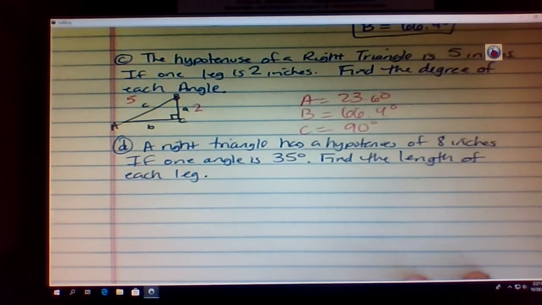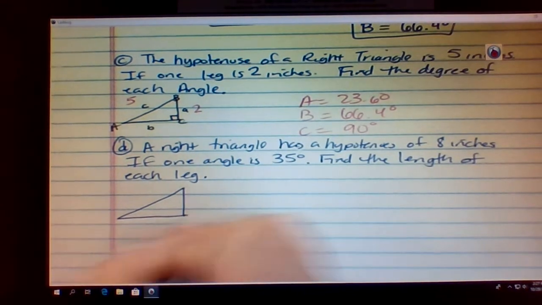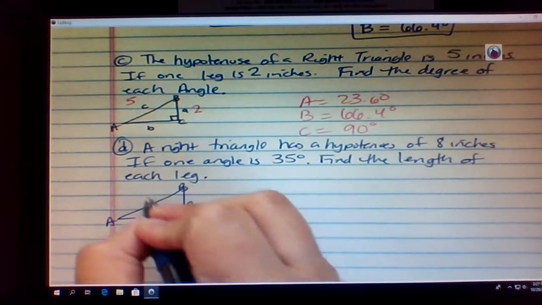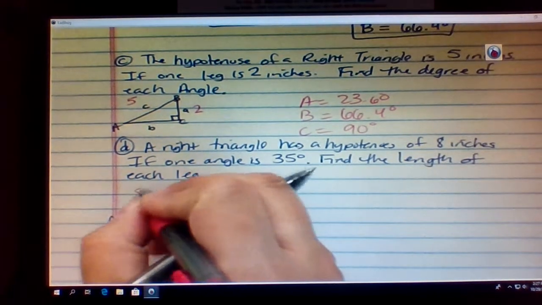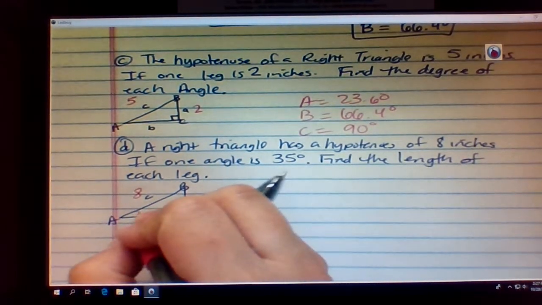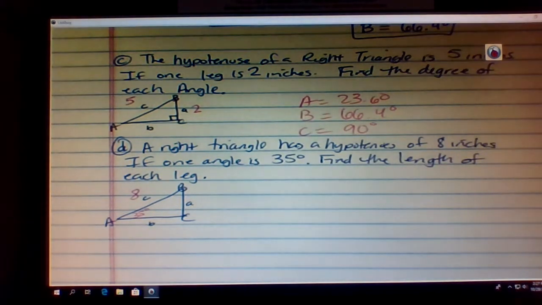So let me draw a triangle so I can understand what's going on. A, B, C. It says a right triangle has a hypotenuse of 8. So this is 8. One angle is 35. I'm going to just call this one 35. It could be A or B. I'm just going to let it be A. So it says to find the other legs. So how do I do that?